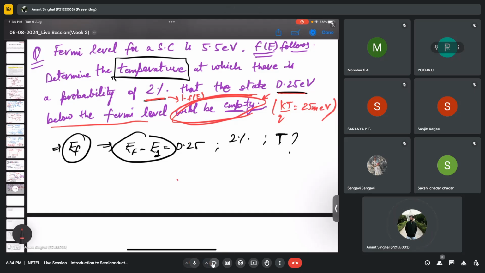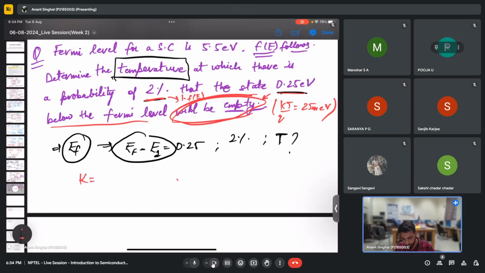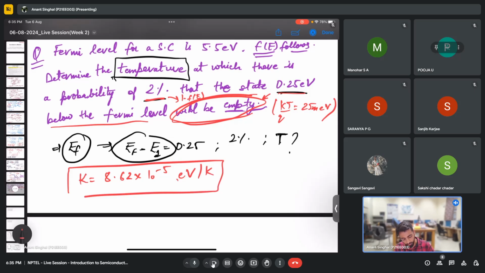Okay, so let me add one more thing. The value of the Boltzmann constant K in electron volt is 8.62 times 10 raised to power minus 5 electron volt per Kelvin. You will require this, and for your information, in joules it is different, but in this question you will require this.